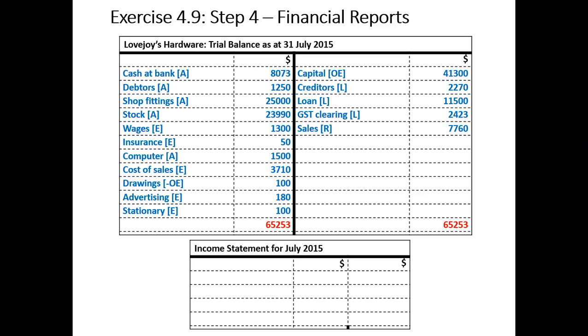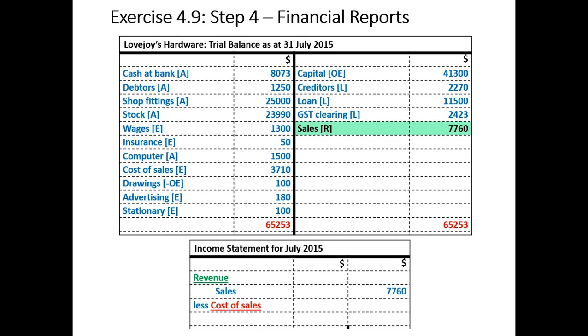So looking at the income statement, we'll start down the bottom and we'll begin with revenues. Knowing my rules of debits and credits, I know revenues always have credit balances. So I only need to look on the credit side of this trial balance for any revenues, and I can see here the only one there is sales. So I'll enter that and say my total sales was 7760.